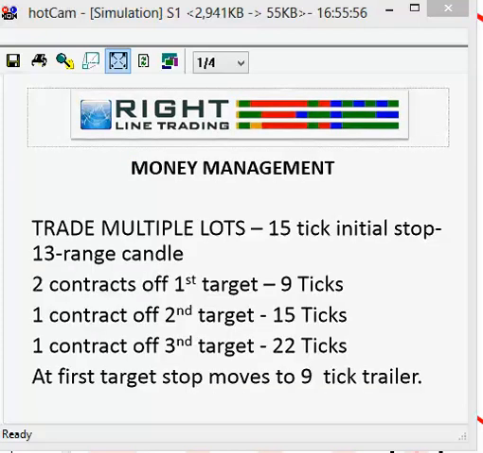Now we trade multiple lots, and on a couple of markets, the Russell and gold, we trade a 13 range candle. So we have an initial 15 tick stop. We take 2 contracts off on our first target of 9, 1 contract off at our second target of 15, and 1 contract off at our third target of 22 ticks. At the first target, our stop moves from minus 15 to a 9 tick trailer.